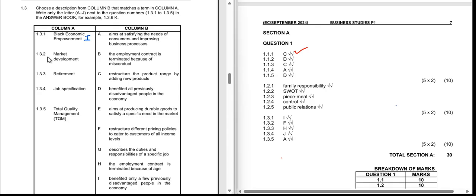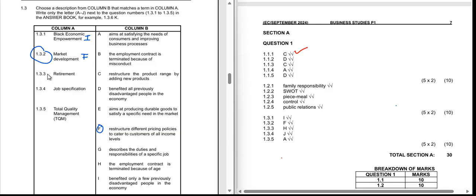And then the second one, 1.3.2, market development. So in other words, you're looking for the definition of what you're given here. What is market development? Or a statement that best describes what you are given here. So market development, we're looking at this one here. That's the statement that describes it better. Restructure different pricing policies to cater to consumer income levels. So you're actually trying to develop your market.